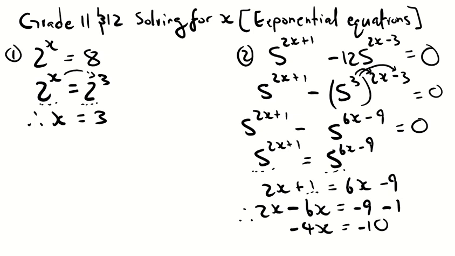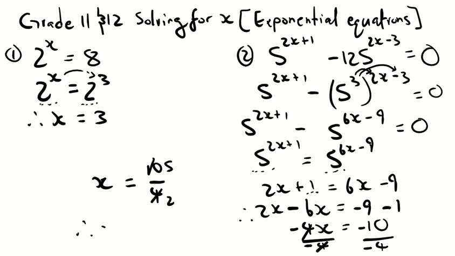So what we end up with is, let me first divide by negative 4 on both sides so that I'm only left with x. So x ends up becoming negative 10 over negative 4, which is equivalent to 10 over 4 because the negative signs cancel each other out. Now 2 goes into 4 twice and 2 goes into 10 5 times. Therefore x is going to be equal to 5 over 2. That's how you do that question. Now let's go to the next example.